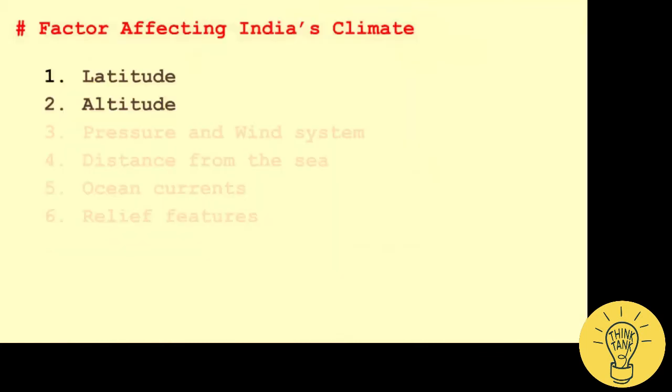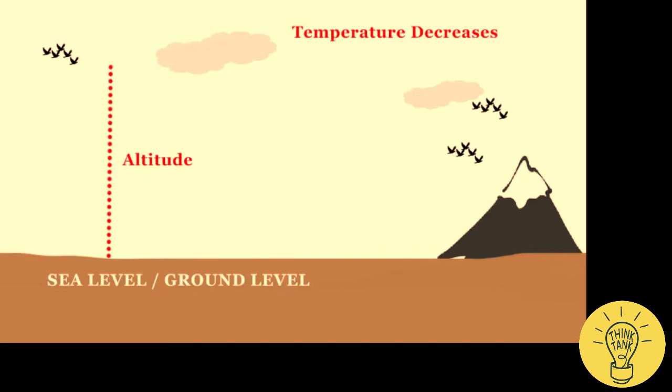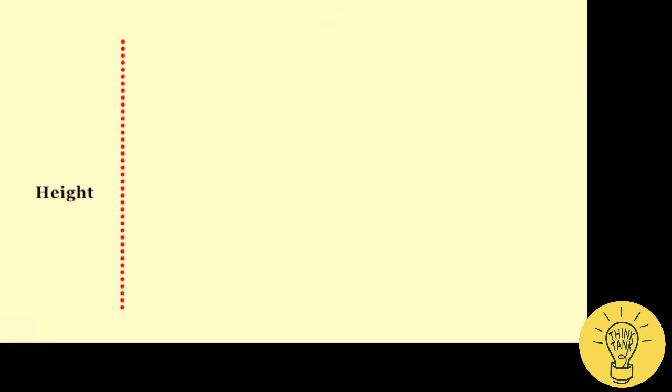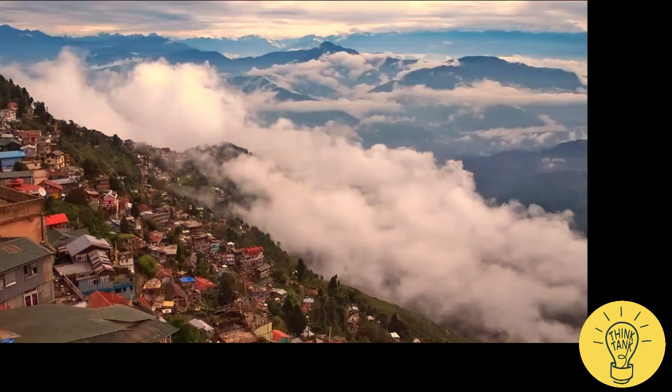The second factor is altitude. Altitude means height. The more you go above the ground, that is from the surface of the earth to higher altitudes, the temperature decreases. Because the concentration of air molecules decreases, we also call it thin air. That's why when you go to hill stations, it's cool out there.